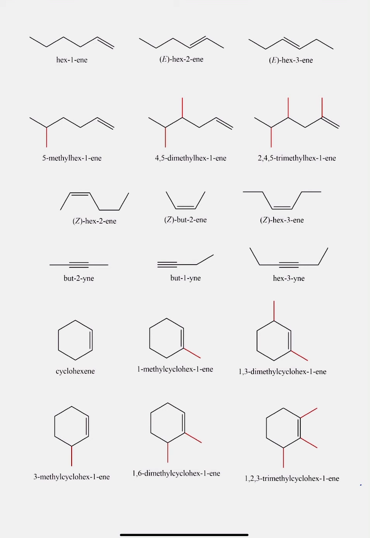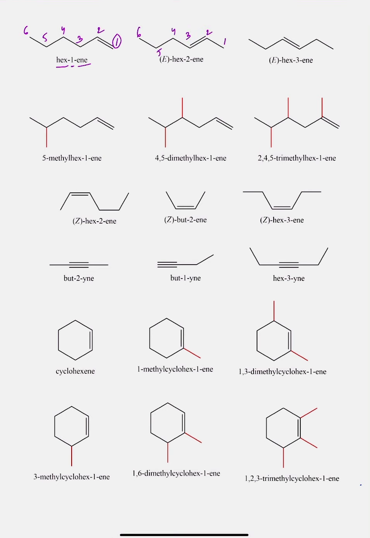So here I start numbering from the right because the double bond is towards the right, and the double bond lies between carbon 1 and carbon 2. So I'll take the lower of the two numbers, which is 1. So the name is hex because there are 6 carbons, and 1-ene because the double bond lies between carbon 1 and carbon 2. And I have to take the lower of the two numbers, so it's 1. Obviously, the double bond is more towards the right, so I start numbering from the right.